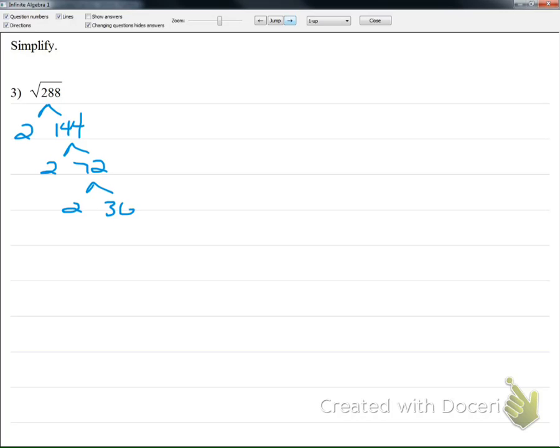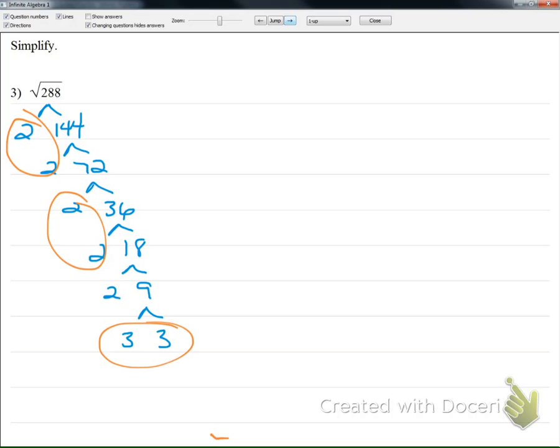36. 36 divided by 2 equals 18. Should be able to do these in your head pretty easily now. 18 divided by 2 is 9. 9 can't be divided by 2, but it can be divided by 3. And 3's prime. So we're done. That's the whole factor tree. Now we need to look for our pairs of numbers. We have 1, 2, 3 pairs of numbers here.